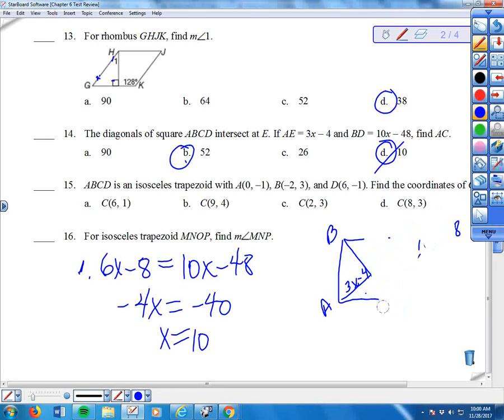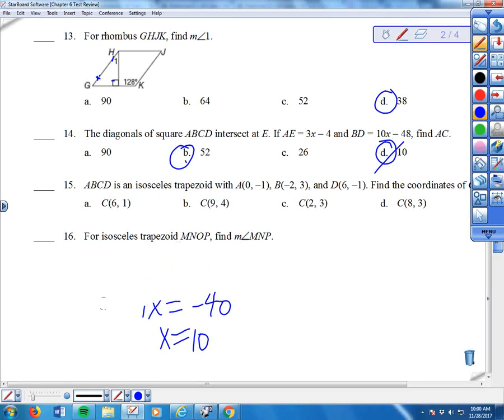Okay. Now we have an isosceles trapezoid.